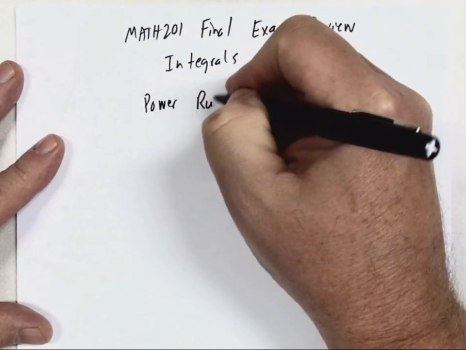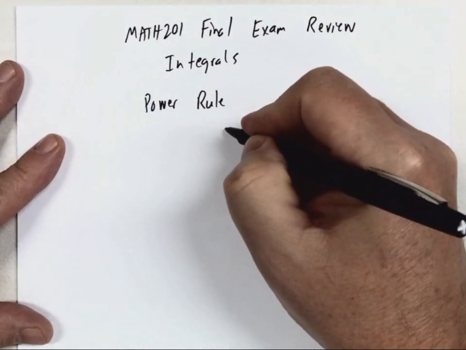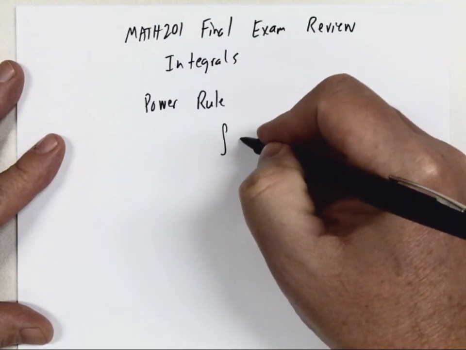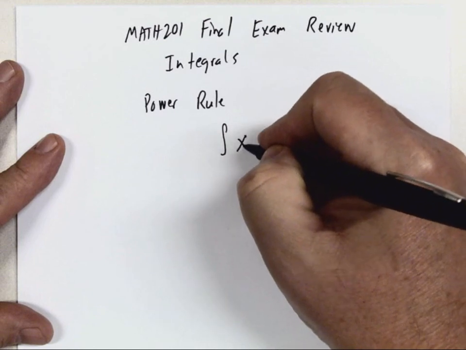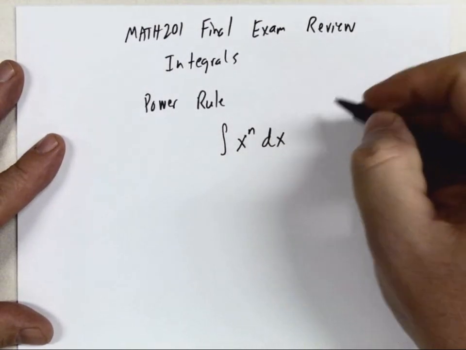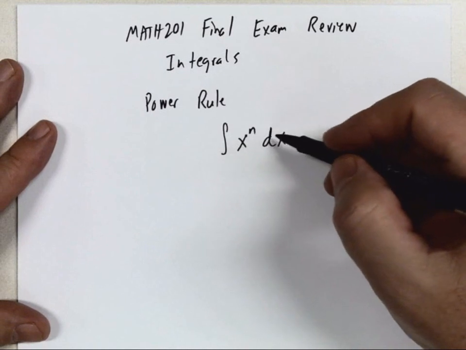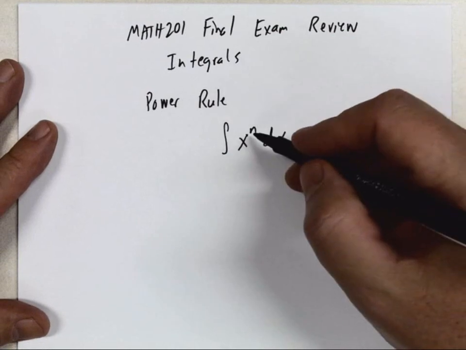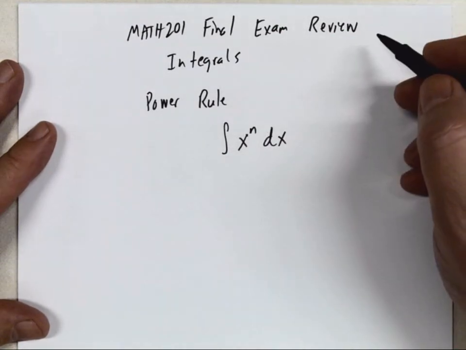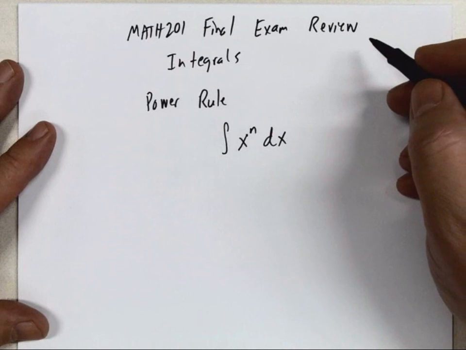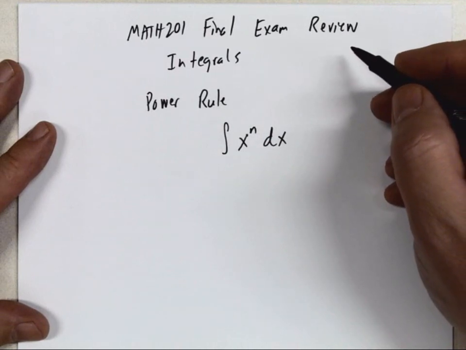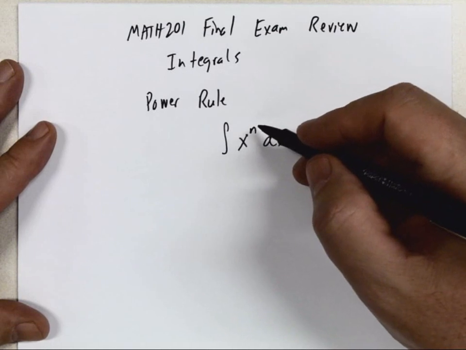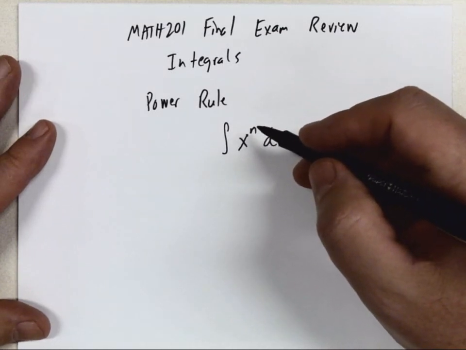The first one is the power rule. And that's where your integral is in this form. So this is the integral of x to the n with respect to x. We'll call this dx. n is a number: 2, 5, -3, 1/2, 2/3. Now there's one special number it cannot be, but I'm going to talk about that in a minute.